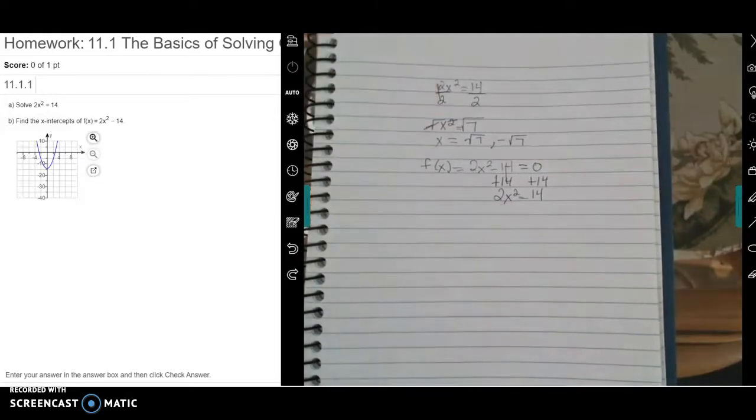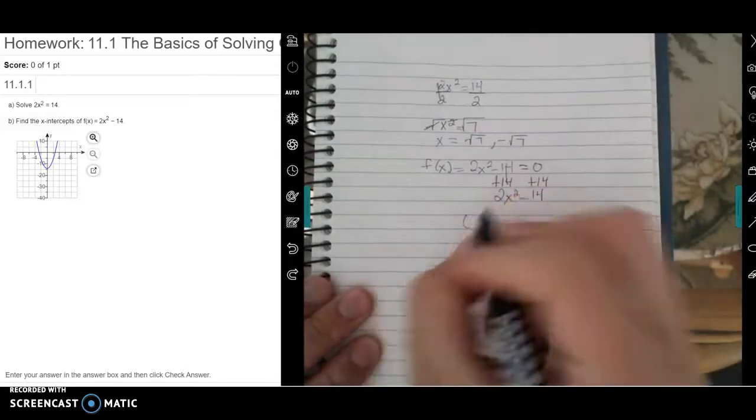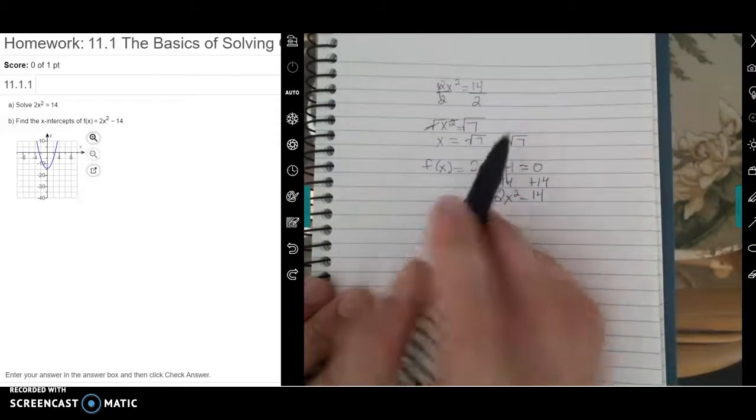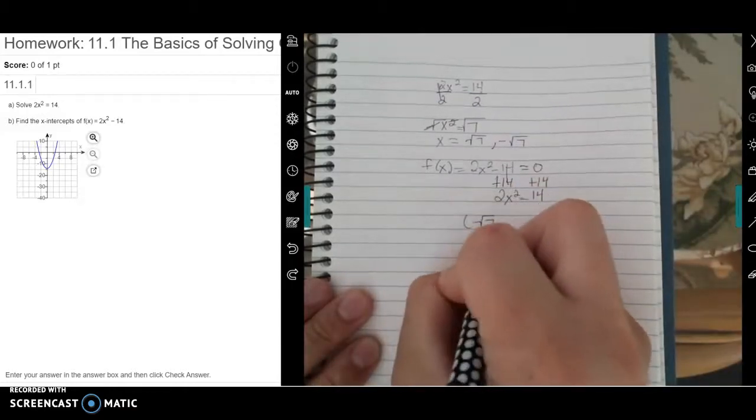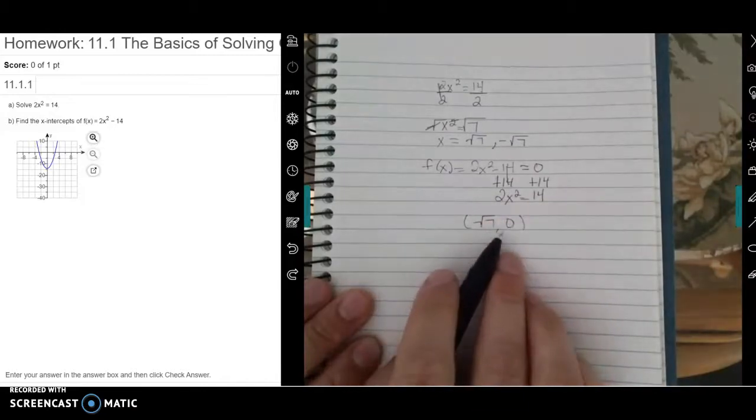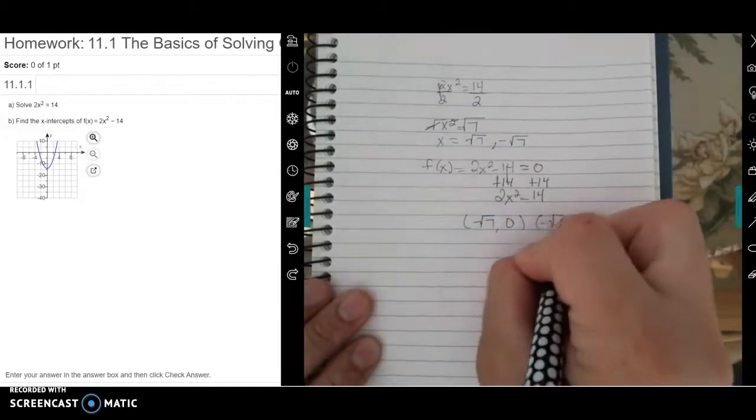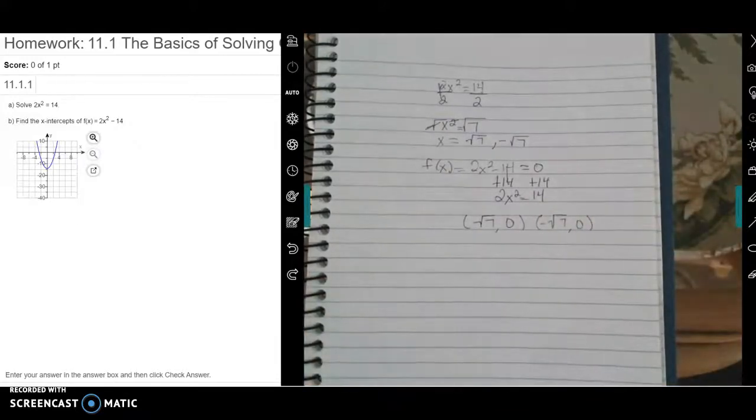The only difference in part B versus part A is that in part B we're now looking for x-intercepts. Remember, x-intercepts are ordered pairs. At your x-intercept, you have your x value and your y value is always 0. So when you're looking for actual x-intercepts, you need to write them as an ordered pair. We know that our x values are square root of 7 and negative square root of 7. So we have square root of 7, comma, 0. Remember, your x-intercept, your y value is 0. And we have negative square root of 7, comma, 0. And there's my two x-intercepts for this problem.